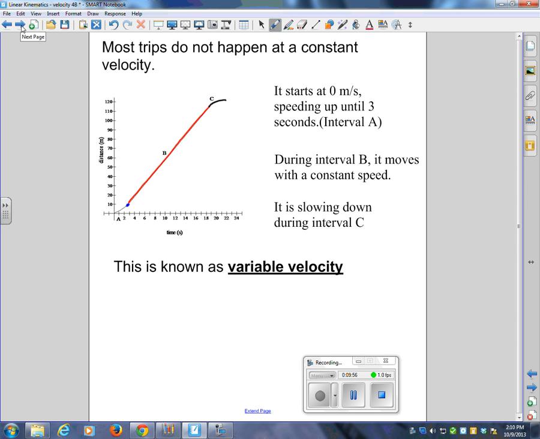Am I going too fast? Give me a nod if I'm going too fast.